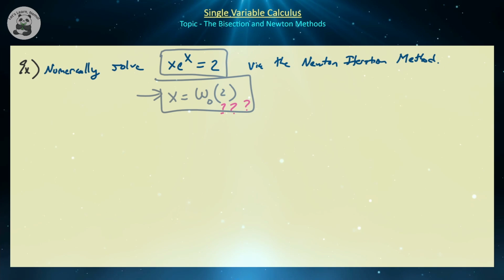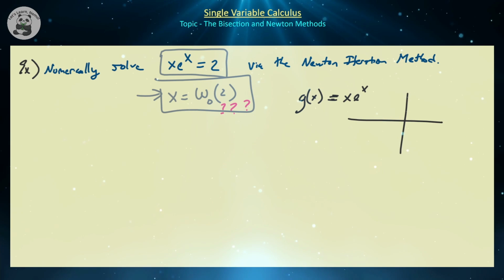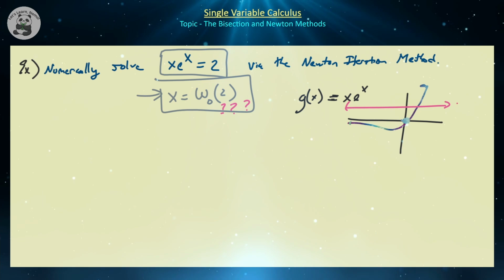So if we were to look at the graph of this particular function, in particular g of x is equal to xe to the x, then we're going to have a graph that looks like this, where it crosses the origin. And if we draw the line y is equal to 2, then these two curves cross somewhere there, right? So there's our true solution, whose name is W0 of 2. But what exactly, in decimal form, is this approximately equal to?